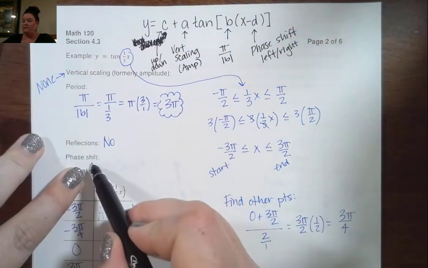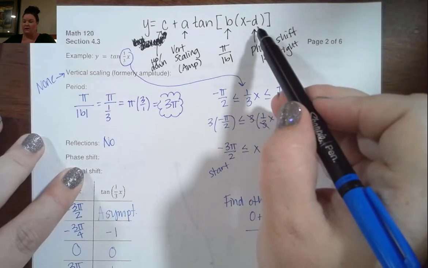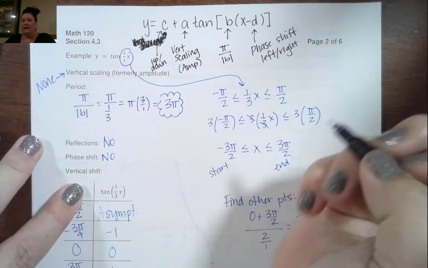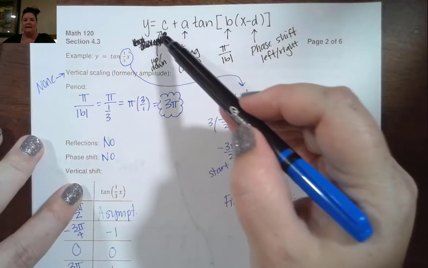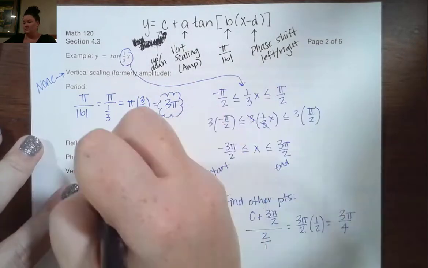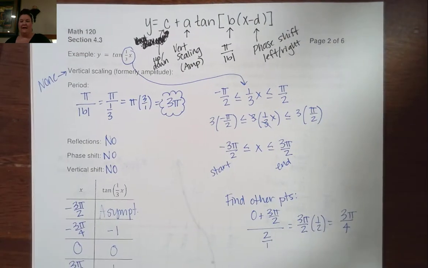Phase shift is, am I adding or subtracting inside the function? And if I look here, nope, I'm not. And then our vertical shift is, am I adding or subtracting outside the function? And notice here, I'm not. So no. Okay. So notice the process is pretty much exactly the same.